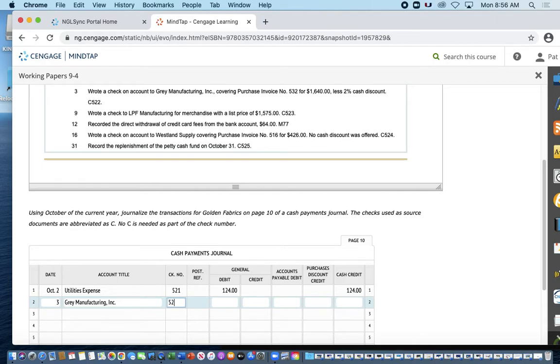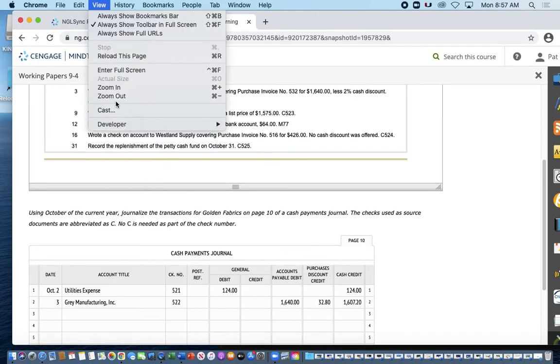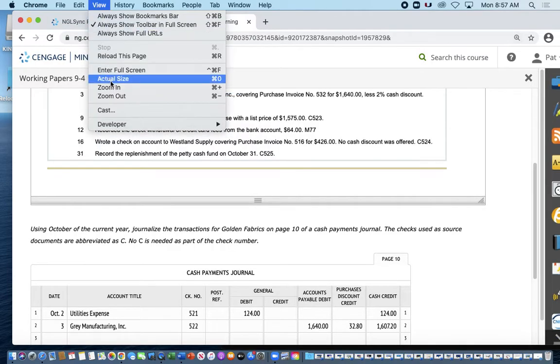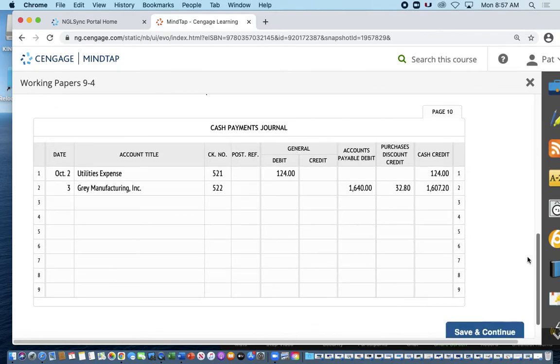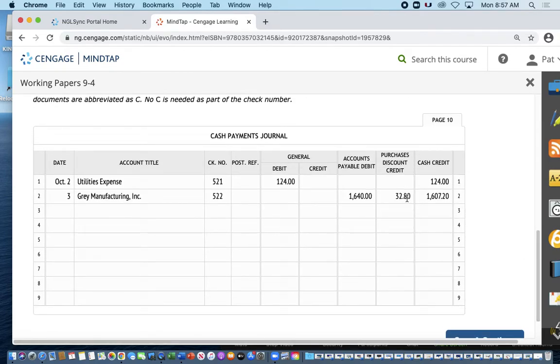Check number 522. There is nothing that we're doing in the general journal. We are paying off the bill we owe to Gray from our previous purchase order. So the debit is the big amount. That's our bill, right? We are taking advantage and we're saving $32.80 from paying because we paid and took advantage of a 2% discount. I got to zoom this in a little bit. Take advantage of the discount, so we get $32.80 here, and it's $1,607.20.